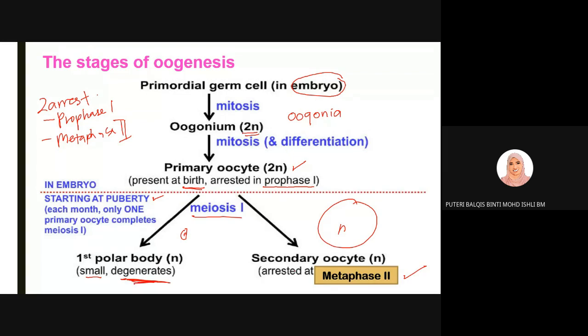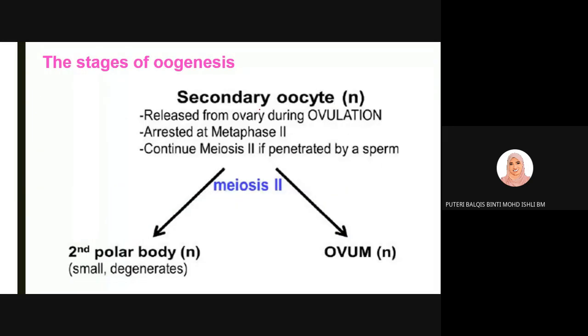Okay, secondary oocyte, however, dia besar. But it will be arrested at metaphase 2. Dia akan stop dekat metaphase 2. Secondary oocyte is released during ovulation. Every month girls akan keluarkan secondary oocyte. The ovary of the girls will release the secondary oocyte by a process called ovulation. And the secondary oocyte is arrested at metaphase 2.